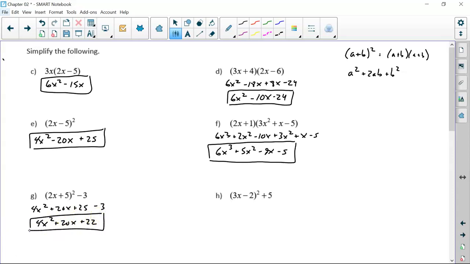And then for part H, we're going to square the 3x minus 2. So square the first term, we get 9x squared. Square the negative 2, we get plus 4. And then the middle term is 2 times 3x, which is 6x, times negative 2 is negative 12x. So we have 9x squared minus 12x plus 4 is our final answer.